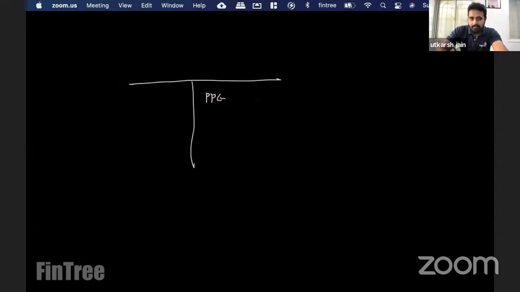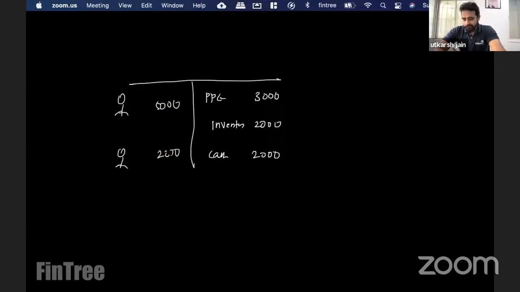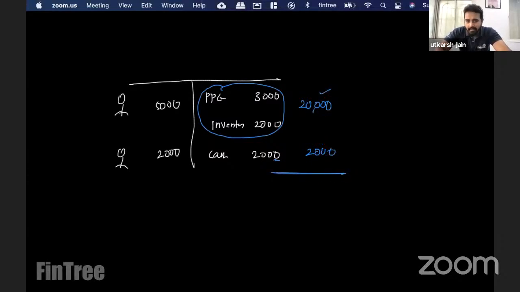So I'm writing the same stuff. PP is 3,000, and the inventory and other stuff is 2,000. Cash is 2,000. We have equity guy and we have debt guy. These are the book values. They don't mean much. Okay. Now, if you knew that this is worth 20, and cash is worth 2, you will say that the business is worth 20, the cash is worth 2.